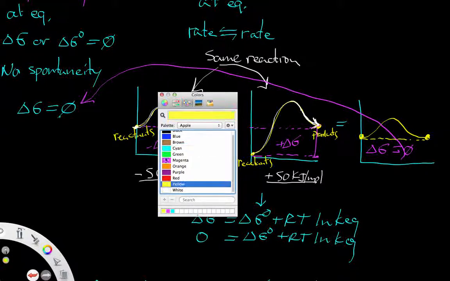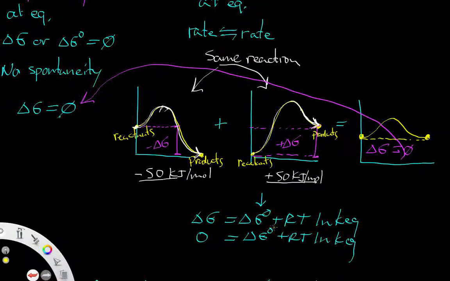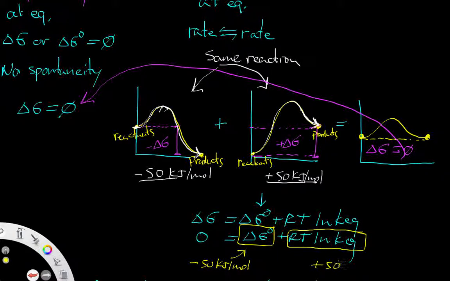Now the next thing I want to say is that this delta G standard value can be the negative 50 kilojoules per mole, and then this RT ln KEQ could represent our positive 50 kilojoules per mole.